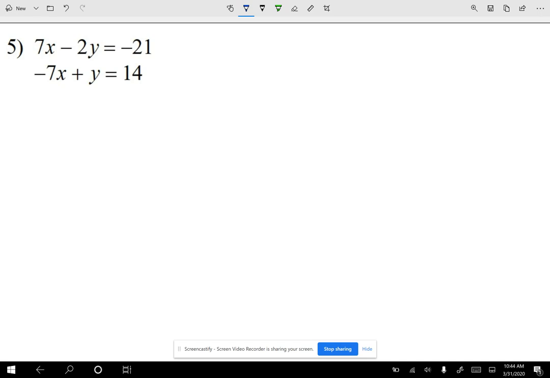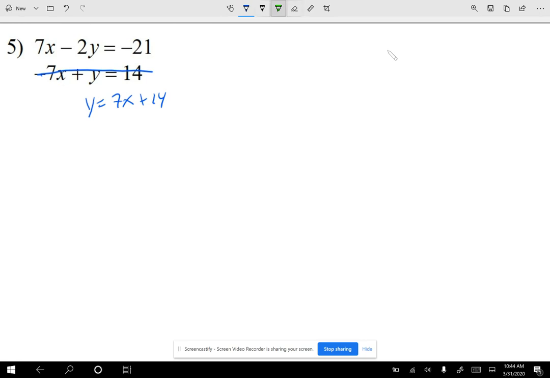Looking at question number 5, the bottom section, I can easily get the y by itself if I move the negative 7x to the right of it. So I'm going to have this as y equals positive 7x plus 14. Notice how I moved the negative 7x, so obviously I switch the sign. So I get a letter by itself. I have a positive 1 in front of the y, so that's fine. If I had anything in front of the y, divide everything by that number.